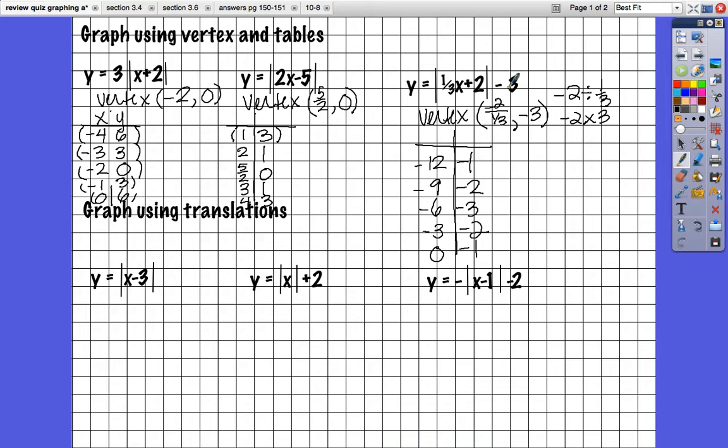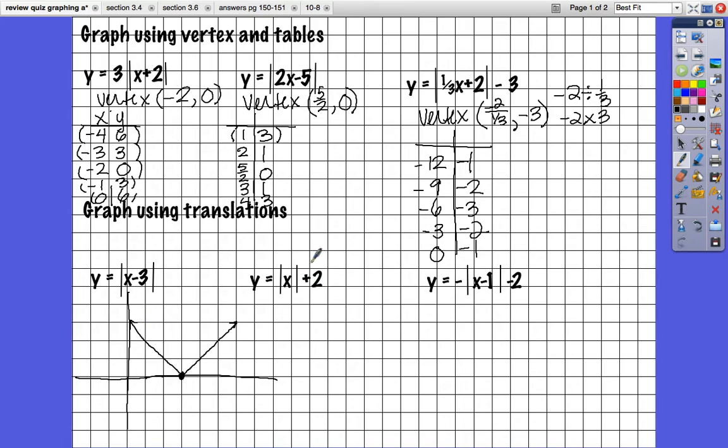All right. These 3 I want you to graph using translations. So you should look at this and say, because it's inside, that's going to tell me to go left or right, opposite of what it says to do. So this particular graph is asking me to go right 3, put a dot, and because it's positive, it means cut the corners going up and to the left and up and to the right.